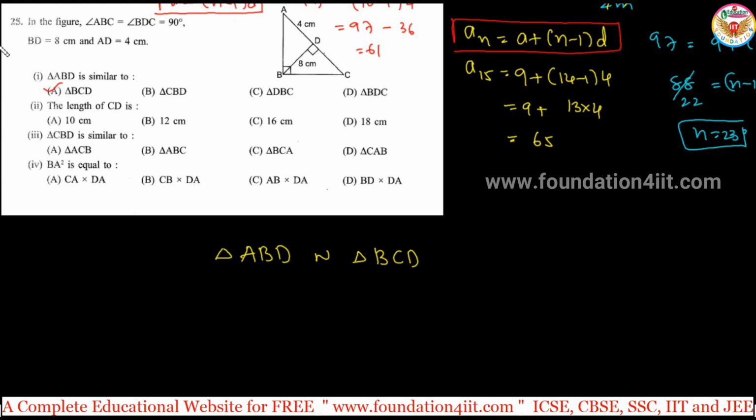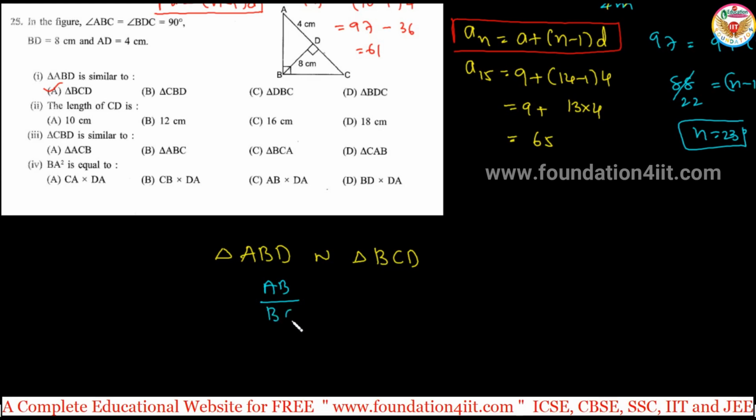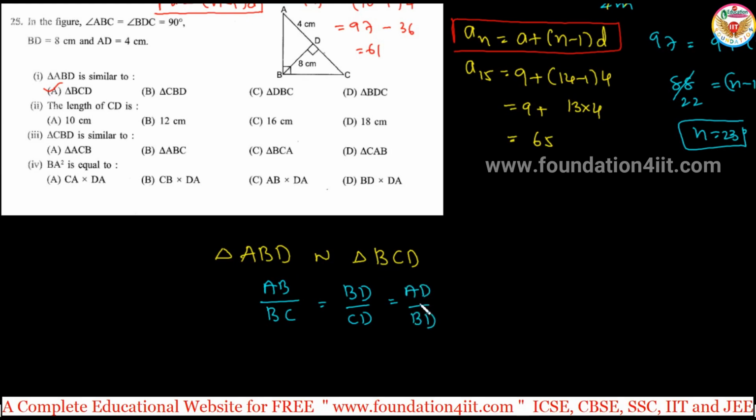Whenever two triangles are similar, corresponding sides are in the same ratio. ABD is similar to BCD, right? So AB by BC, the first two letters, should be equal to BD by CD. See the position: first two letters divided by first two letters. BD by CD is equal to the first and last, AD by BD. You apply this and can find the value. We need to find out CD, which is asked in this question.